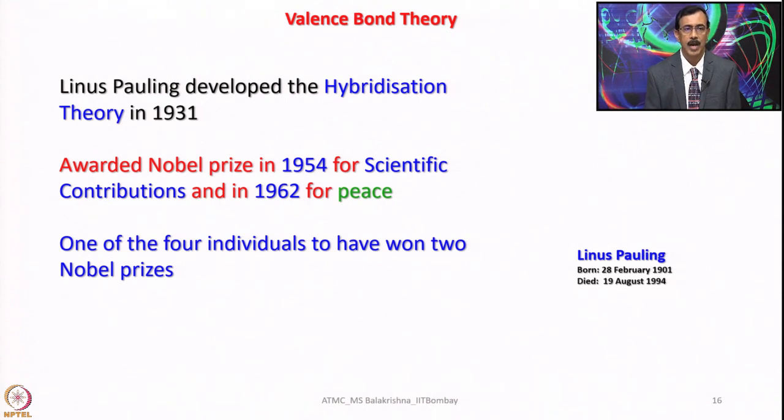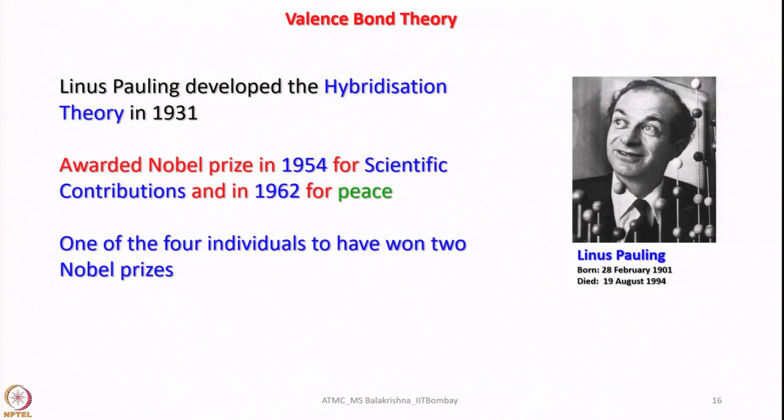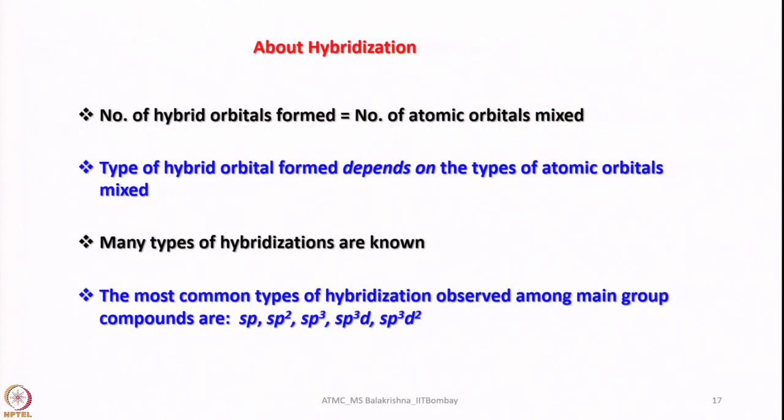So for his hybridization theory, he was awarded the Nobel Prize in 1954, and then again in 1962 he got another Nobel Prize, but not for chemistry but for peace, and he is one of the 4 individuals to have won 2 Nobel Prizes. The first one being Marie Curie. So let us try to understand the hybridization concept.